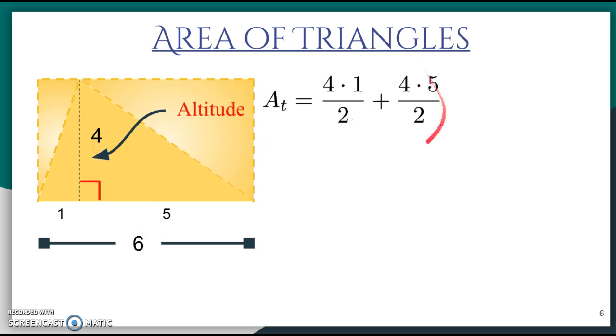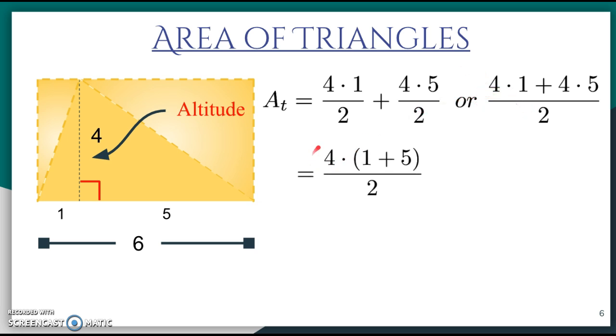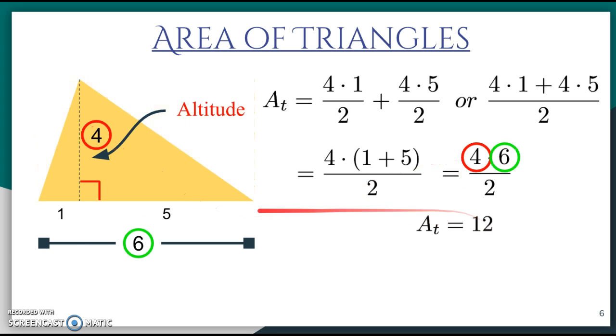So 4 times 5 divided by 2. Well, I can see that I have a 4 here and a 4 here, so I can actually take that out of the equation. And I can have 4 times 1 plus 5, divided by 2. So here's our 1 and our 5 and our 4. And we know 1 plus 5 is 6. So really what we're doing is the base times the height, that altitude, and dividing it by 2. So we get 4 times 6 divided by 2, and the answer is 12 for our triangle.